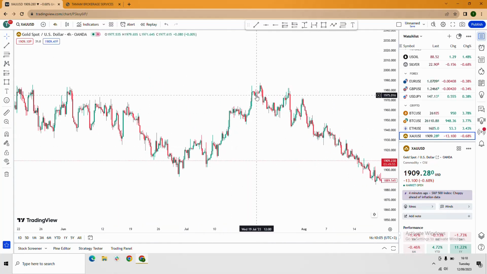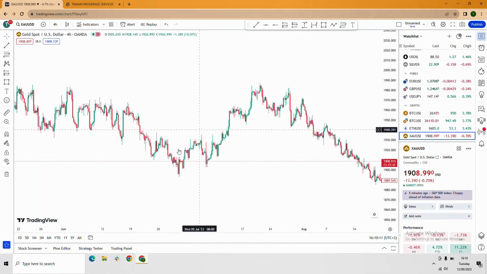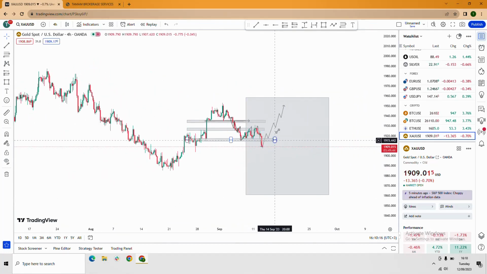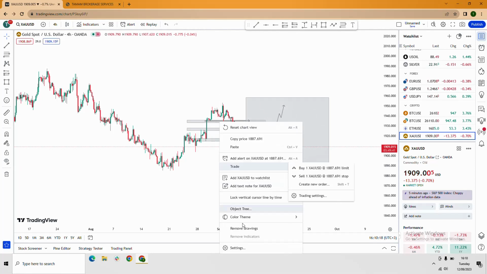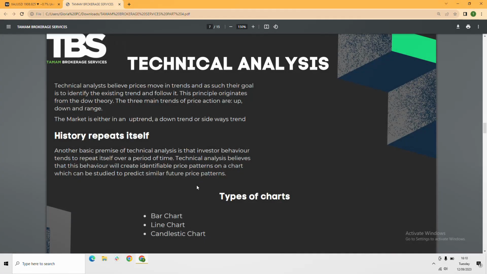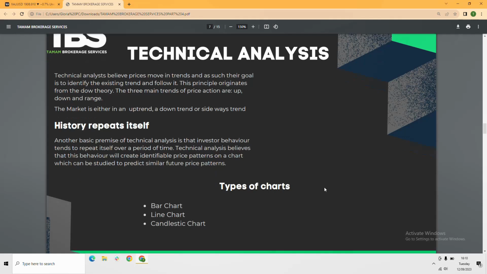So as a technical analyst, you understand that history repeats itself. All you have to do is go back and test, study and understand how price behaved previously. Once you're in position to do that, you can come back to this side and identify how price is going to behave in the current market condition or the future, using the knowledge you had from studying the past. Technical analysis believes that this behavior will create identifiable price patterns on a chart, which can be studied to predict similar chart prices. That's something I've tried to explain.